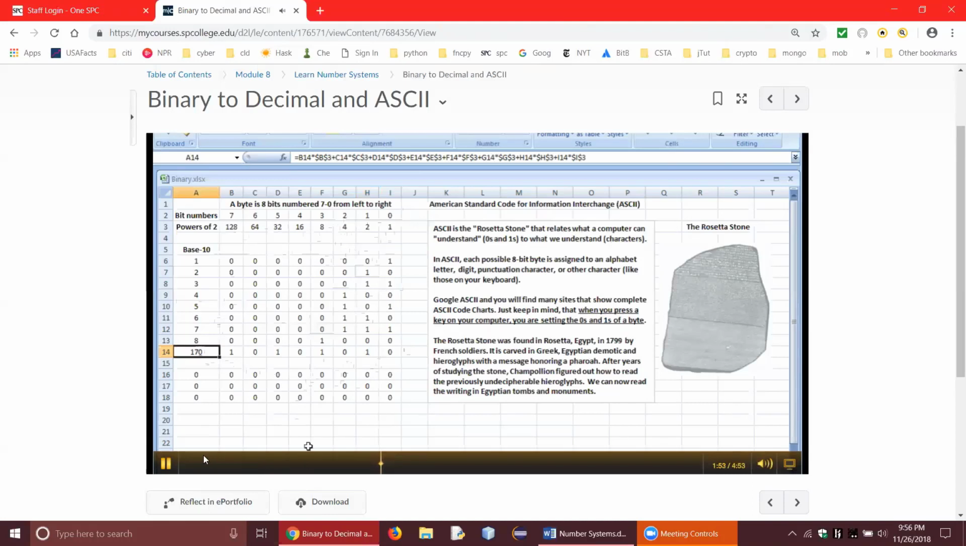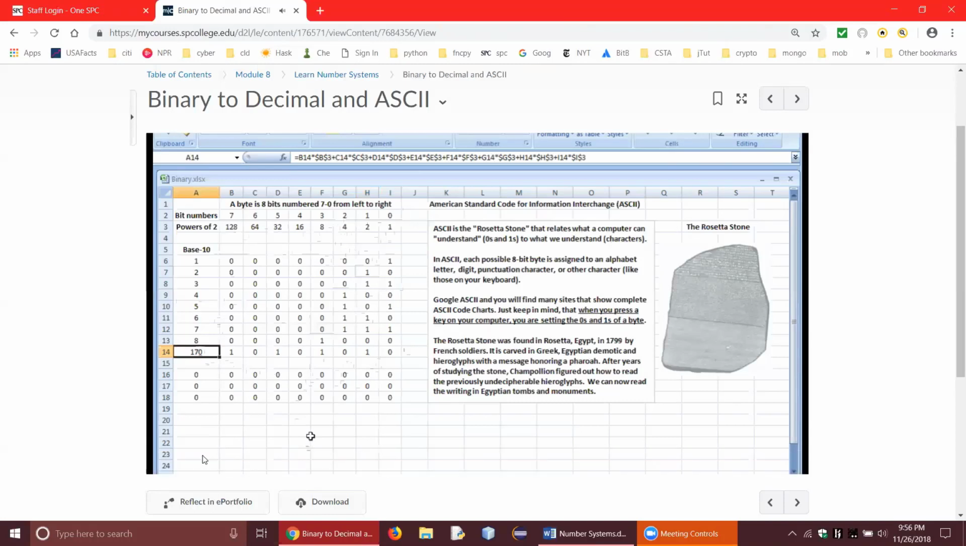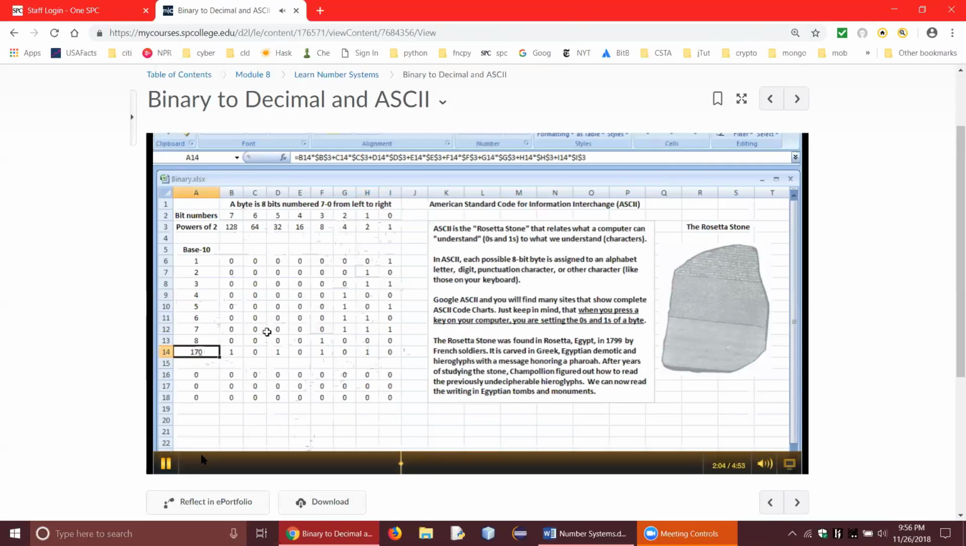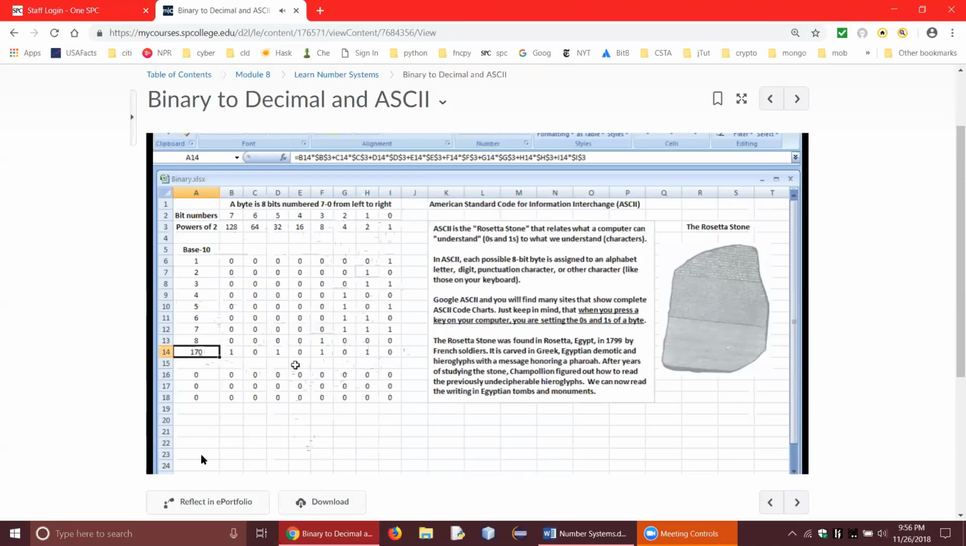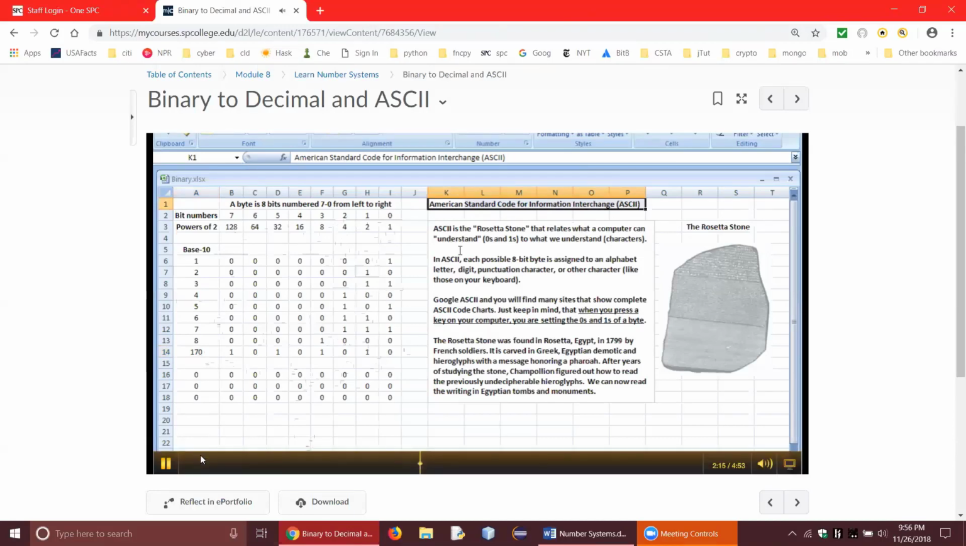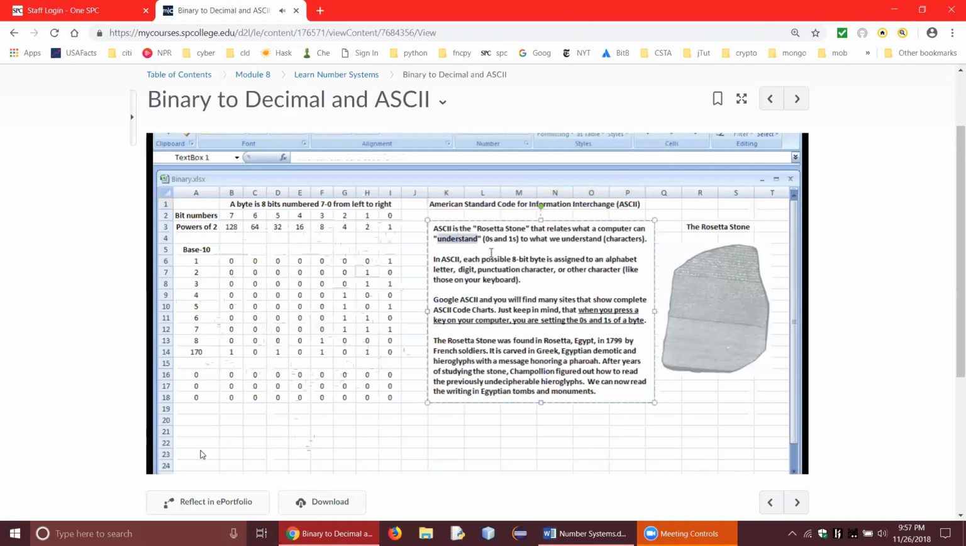Now, why do we want to do this? Computers only understand ones and zeros. We humans want to work with letters of the alphabet, digits, punctuation, characters, etc. So we need some kind of a coding scheme that relates zeros and ones to what we want, letters of the alphabet. And that's where the ASCII coding system comes in. The ASCII coding system was developed in the early 1960s, and it's the Rosetta Stone that relates what a computer can understand, zeros and ones, to what we understand, characters.